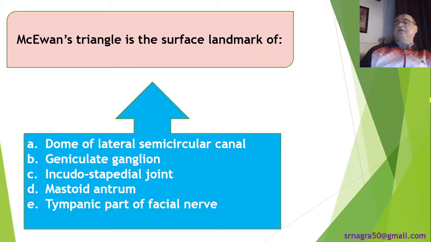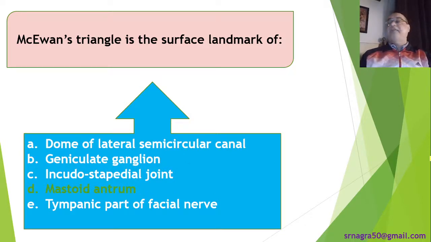Then comes the question: what is the importance of this MacEwen's triangle? For which structure is it the surface landmark? It is the surface landmark for the mastoid antrum.